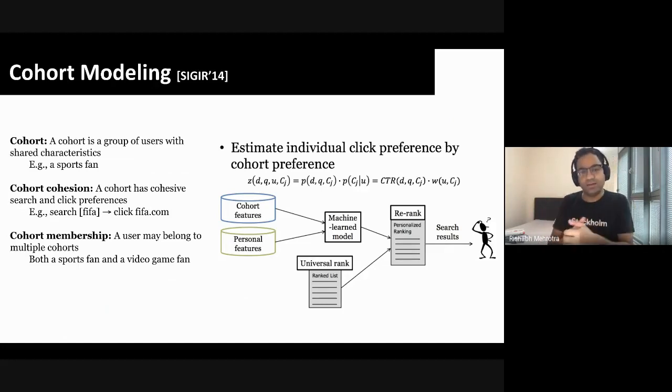The goal then would be: how do you estimate individual preferences based on cohort preferences? The plot on the right gives you a way of combining the individual preference with the preferences of the cohort. And then you can vary this parameter. If I know nothing about the user, then I'm going to rely on features from the cohort. But if I know a lot about the user, then maybe the features from the cohort are not that useful for me. So again, it depends on how much data you have at your disposal for each of these users.